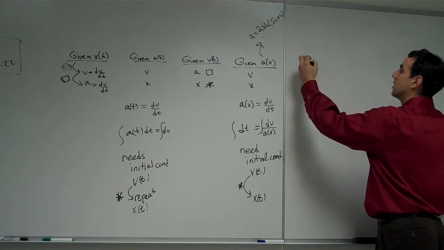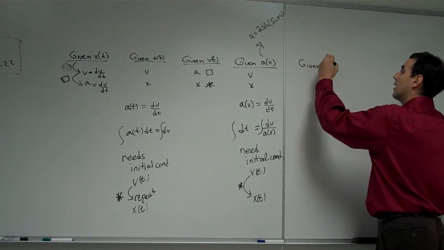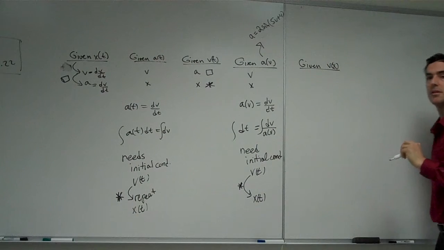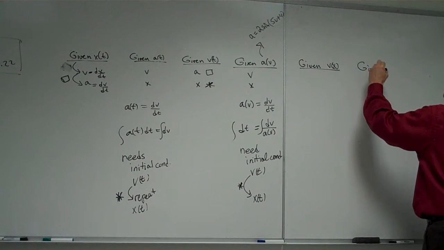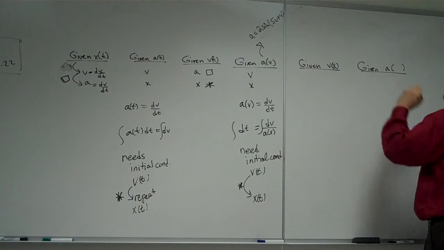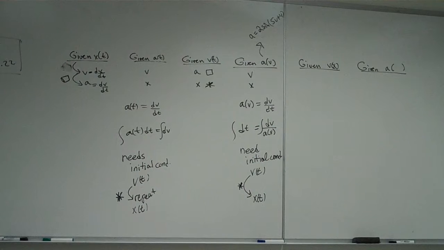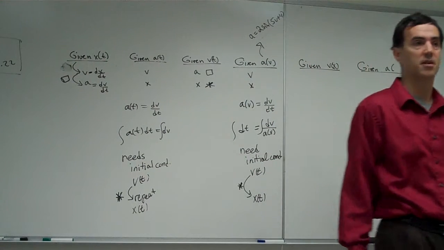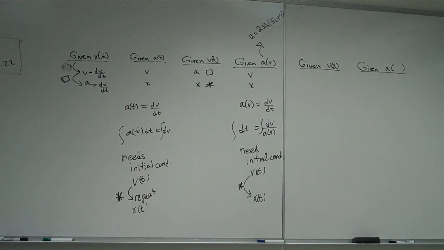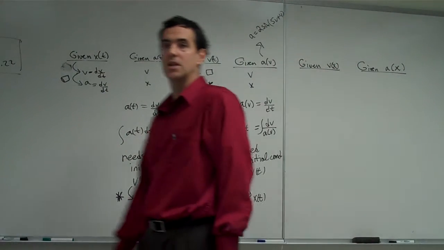Okay, other possibilities. Let's try, given v as a function of x, so the velocity could be given to us in terms of position. And I'm running out of combinations. What's the only remaining possibility for acceleration? How could acceleration be presented? I've already talked about acceleration as a function of time and acceleration as a function of velocity. Position. What else remains? X. Yep. So I need to figure out a procedure for these last two.